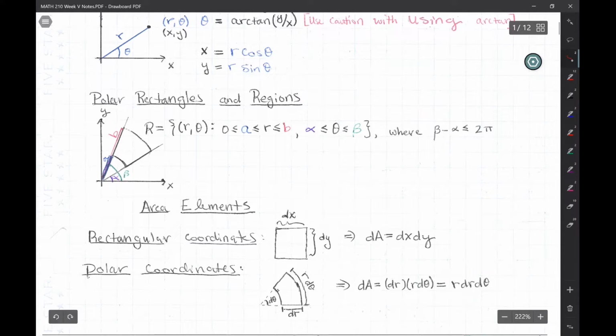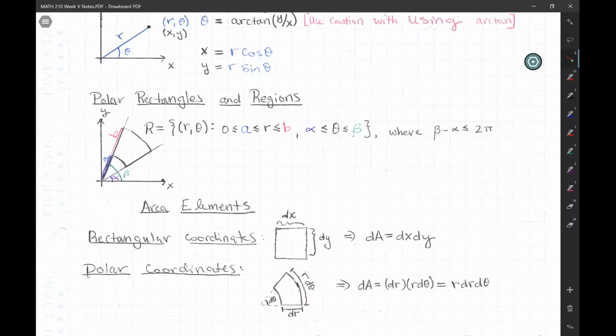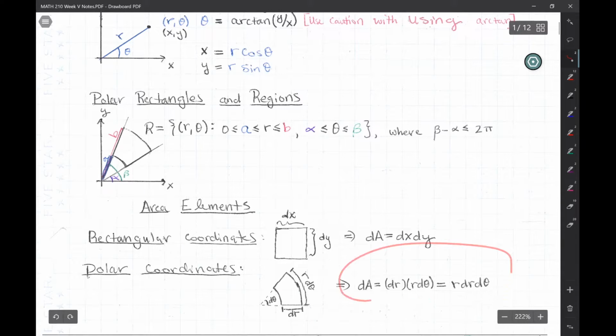Now, of course, one may object and say, well, this radius here is going to be different than the outer radius. That's absolutely true, but as you take the limit to an infinitesimal polar rectangle, then this expression becomes accurate.